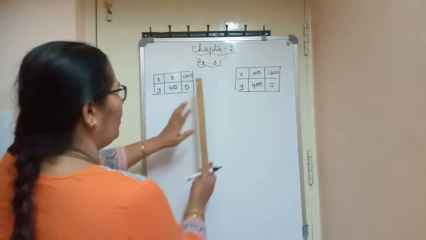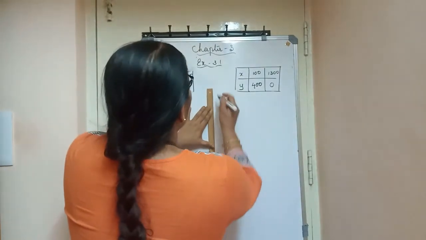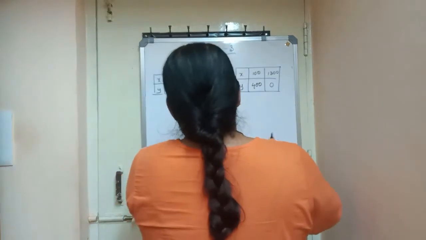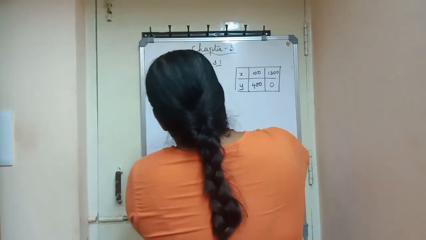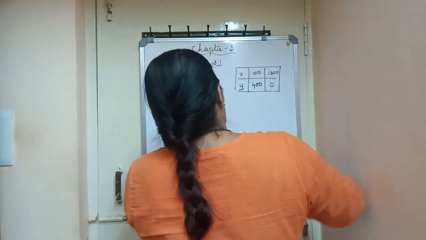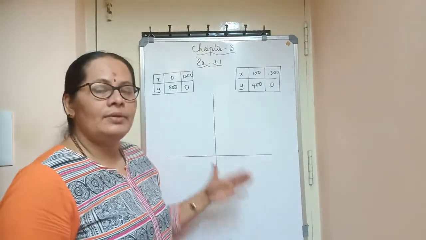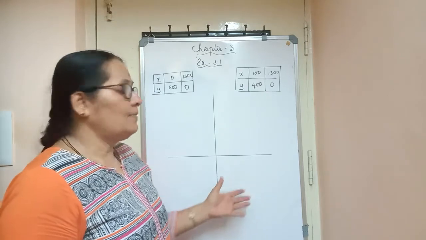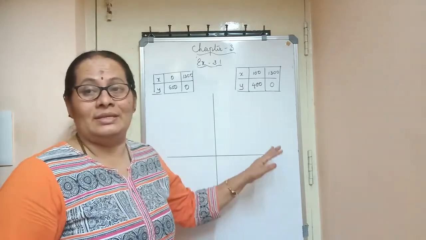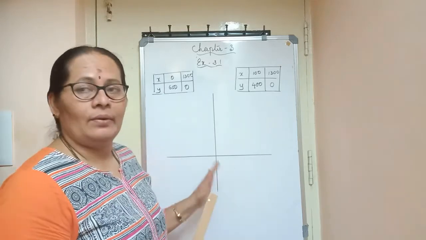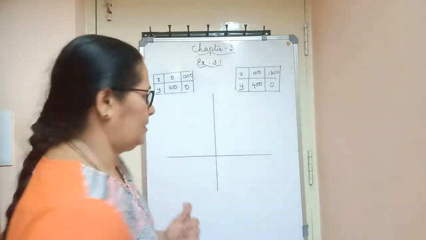Whenever finding the coordinates, you see the equation, you can substitute any value. If you take some suitable value, your calculation will be easier. You will not get fractions and decimals and all. So better to find the round figure so that we can locate it easily on the graph sheet.